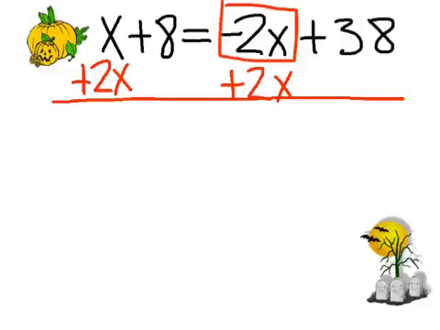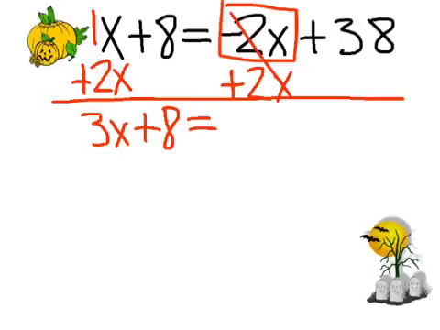When we add x plus 2x, what's the coefficient in front of an x? If there's not a number in front of it, it's 1, right? So x plus 2x is 3x plus 8. On the other side, negative 2x plus 2x is just 0. So we have a positive 38 left over.